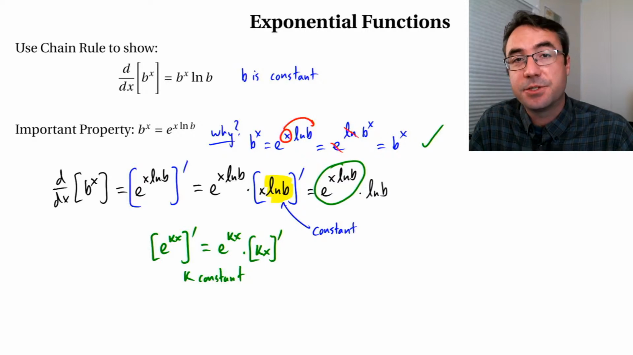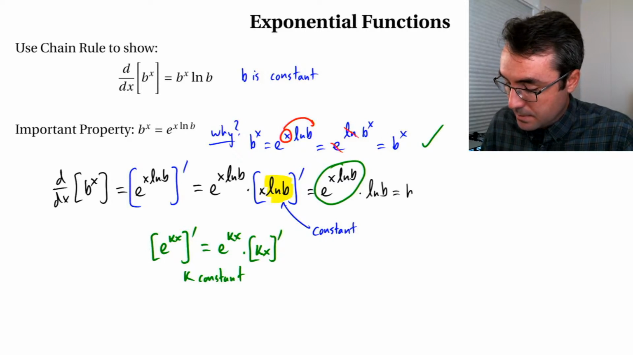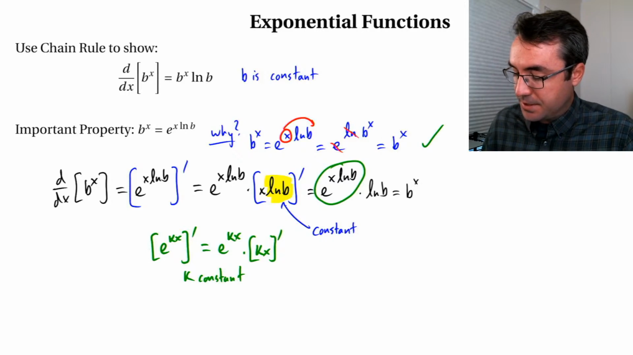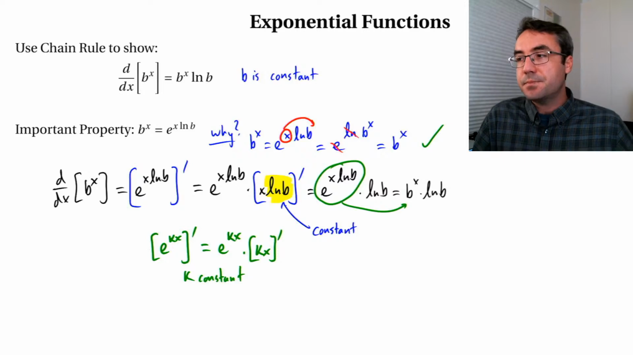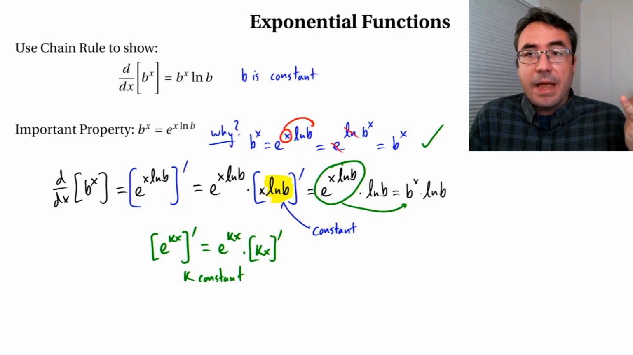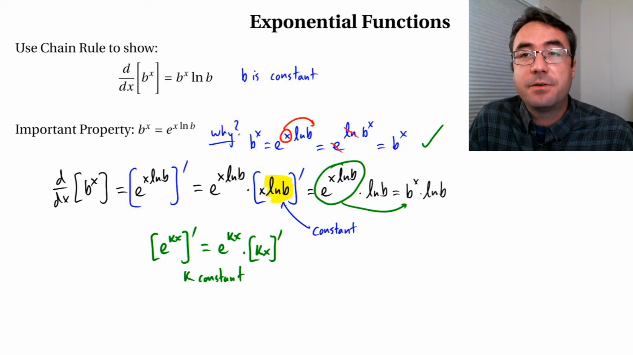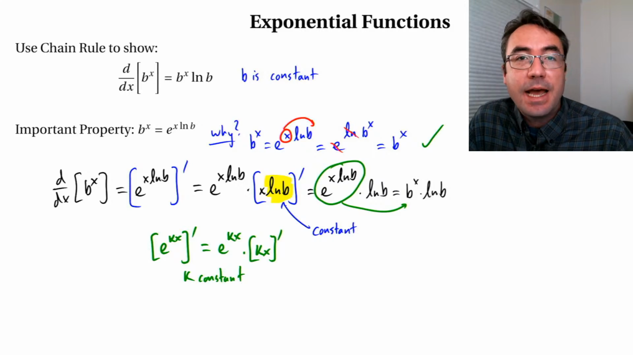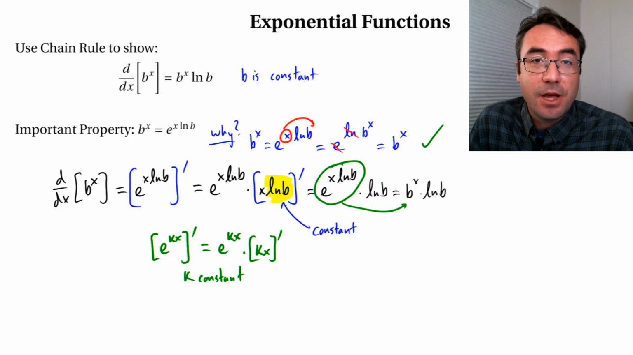Another way of writing that is just b raised to the power x. So we get b raised to the power x times natural log b. And that proves it. We use the chain rule to show that the derivative of just any old exponential function b raised to the power x is b raised to the power x times natural log b.